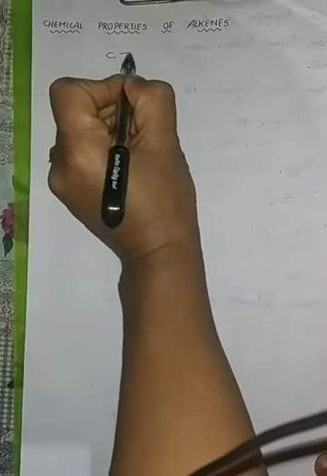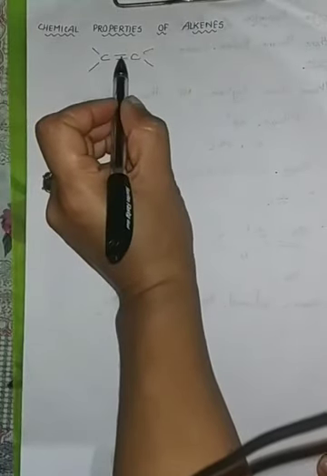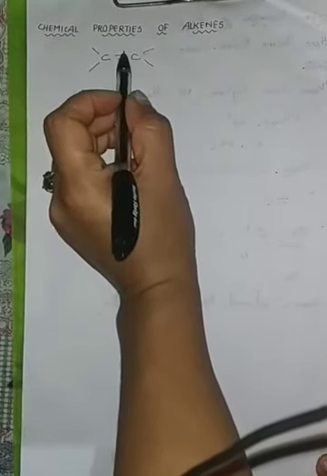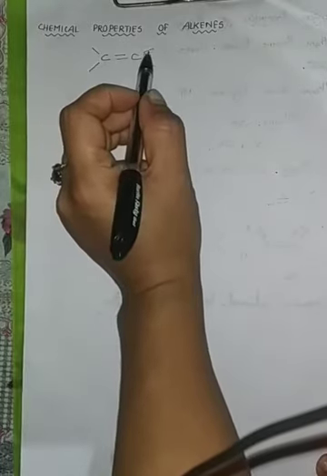Hello everyone, in this video I'll be explaining the chemical properties of alkenes. Now, we know that alkenes are unsaturated hydrocarbons with at least one double bond. Alkenes have a rich source of loosely bonded pi electrons, because if we consider the carbon-to-carbon double bond, the pi electrons are loosely bonded. Therefore, alkenes are attacked by electrophilic reagents.